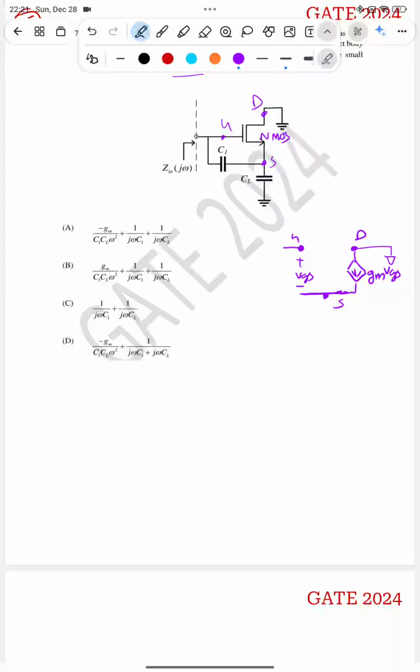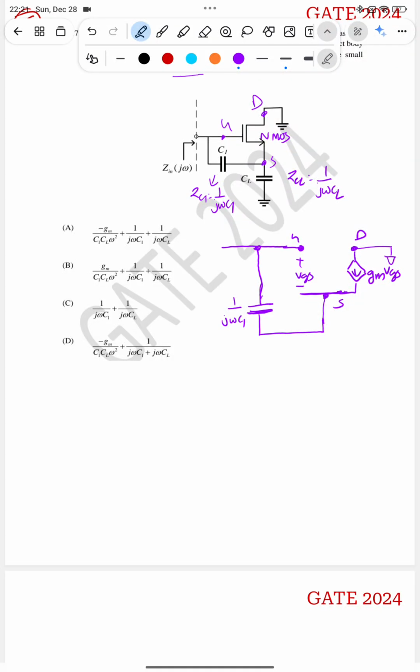Okay, and from the source, now we will draw the circuit. So here, between the gate and the source, there is a capacitance C1. What is the impedance of this capacitance? I will write it as 1 by j omega C1. That will be the impedance, right? ZC1 will be equal to 1 by j omega C1, and ZCL will be equal to 1 by j omega CL. That is the impedance of C1 and CL.